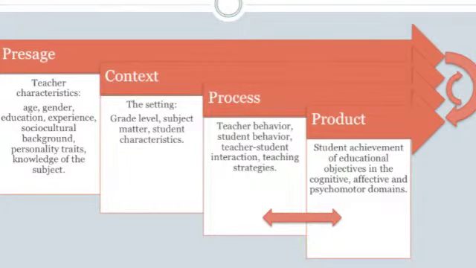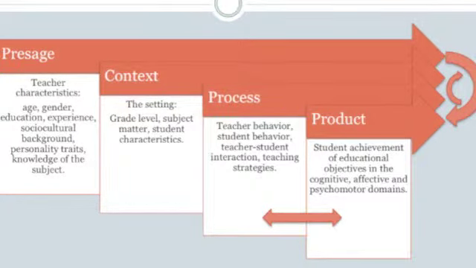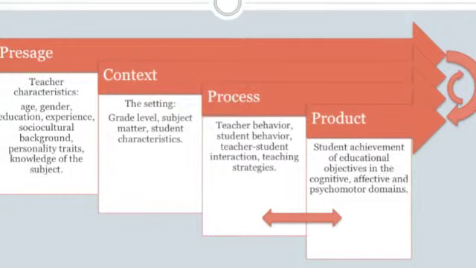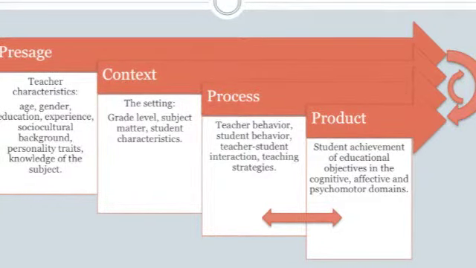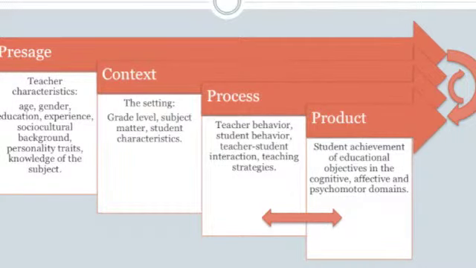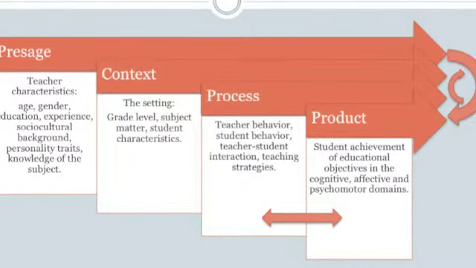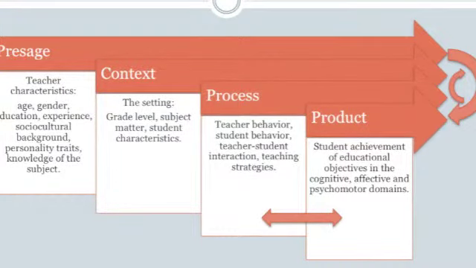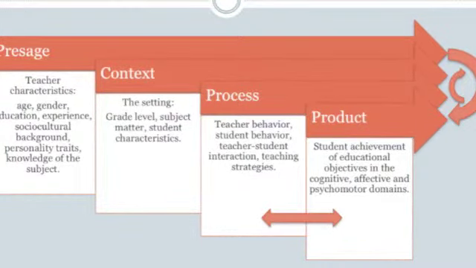I'm trying to show that it is a continuous process, because you always have to then consider, all right, what is it about the teacher's education that maybe they didn't know the correct teaching strategy, so then we have to do something about it and change that pre-stage character. Obviously, you can't change the age or gender, but you can do some things about the knowledge of the subject and the experience and the education. So the things that you can change and improve on, that's certainly what you want to do.